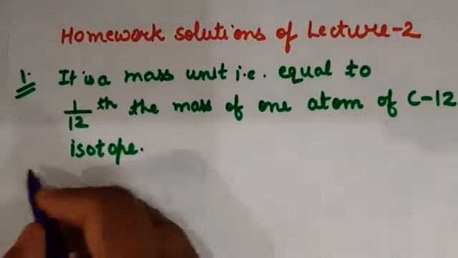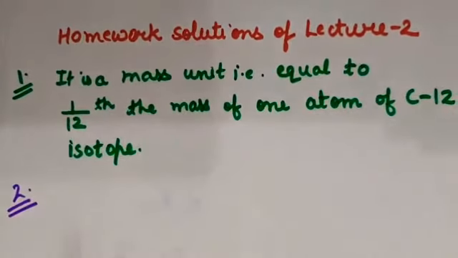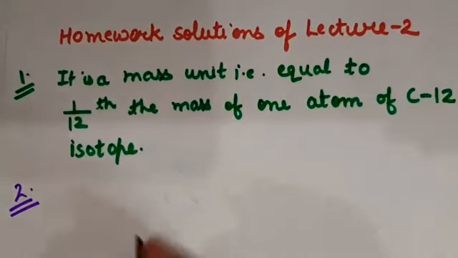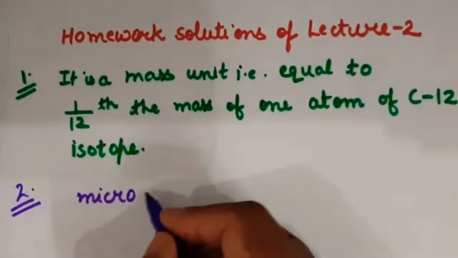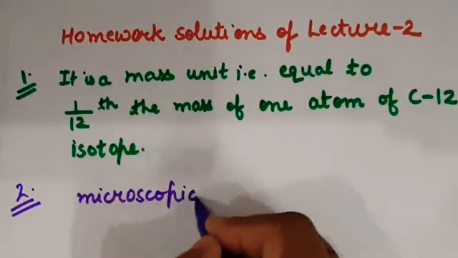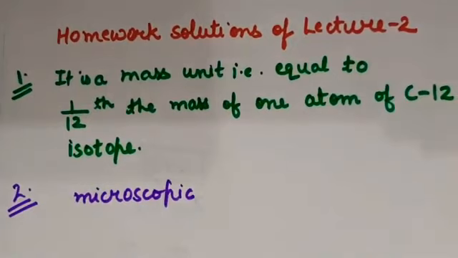Okay. Question number 2 was why it is not possible to see an atom with naked eyes. Very simple, because it is microscopic in nature. It is very, very small in size, which cannot be seen with naked eyes. Okay. So these were the solutions of lecture number 2.